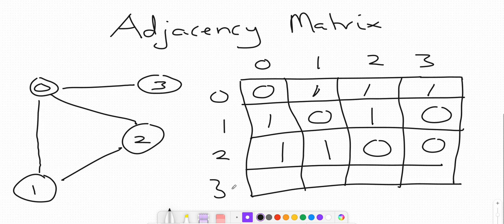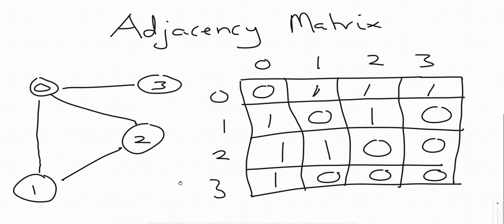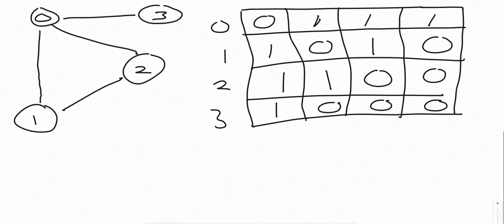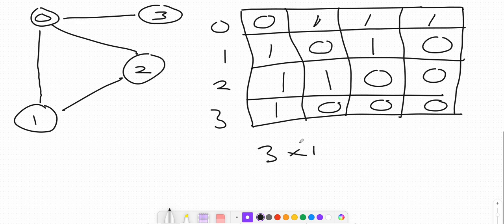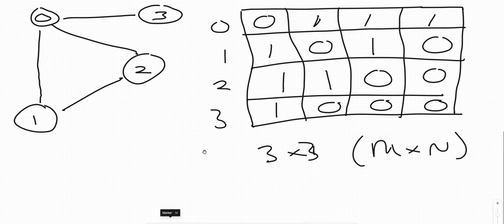Now for 3: 3 is connected to 0, so that's a true, a 1. 3 is not connected to 1 or 2, and to itself, so 0, 0, 0. So I have a 4 by 4 matrix, or M by N, or however you want to represent it.